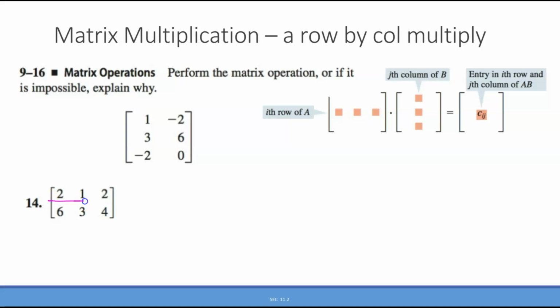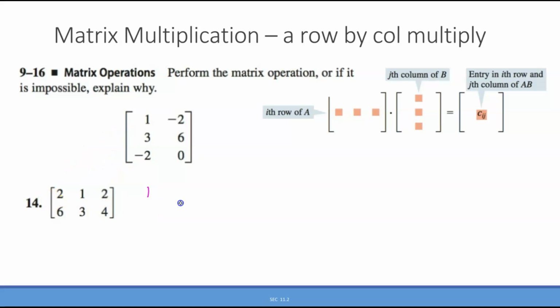Okay, every row is going to get matched up with every column. We're going to multiply corresponding entries and then add those up for this position. Okay, 2 times 1 gives us 2, 1 times 3 gives us 3, 2 times negative 2 gives us negative 4. When I add these up, 2 plus 3 is 5, 5 minus 4 is 1, and so that is the entry that goes there.